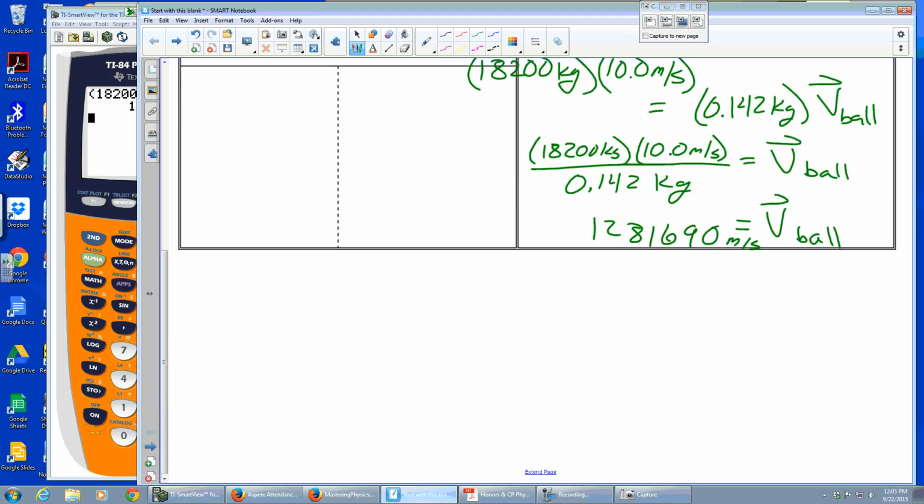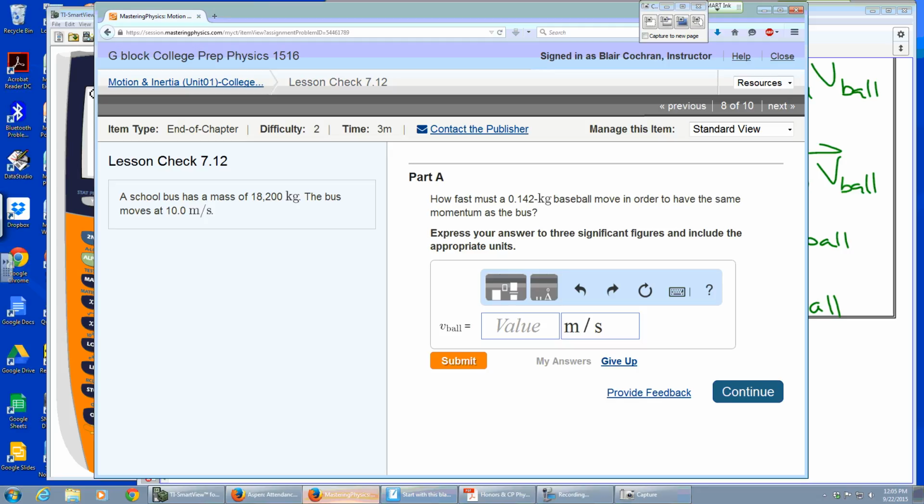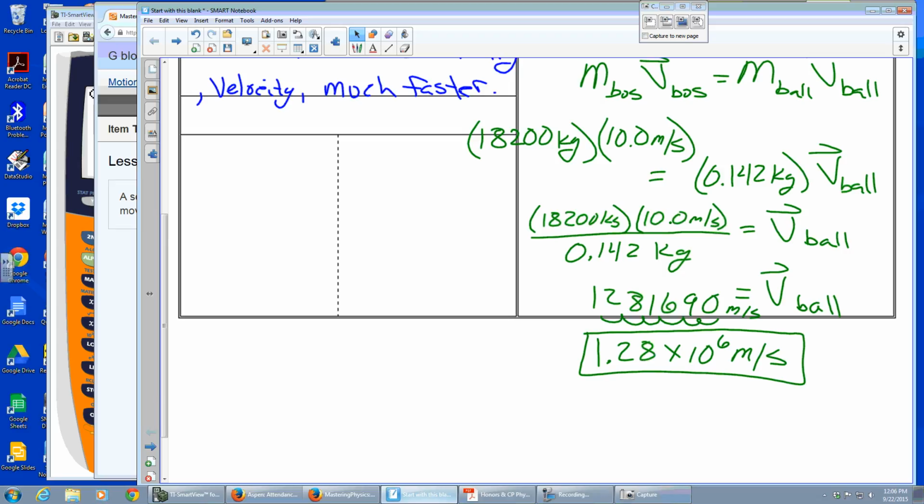They asked me in the problem to give it in 3 sig figs. Express your answer in 3 significant figures to the appropriate units. So I'm going to write it in scientific notation, which you all know. 1, 2, 3, 4, 5, 6. All right, 1.28. That's 3 sig figs, the 1 doesn't cause the 8 to round, times 10 to the 6th, or millions, meters per second. So 1.28 million meters per second. That's the speed of the baseball. Let's see if it's right.